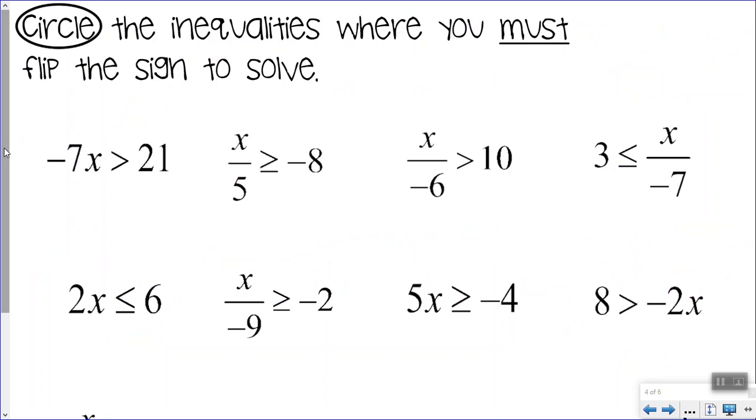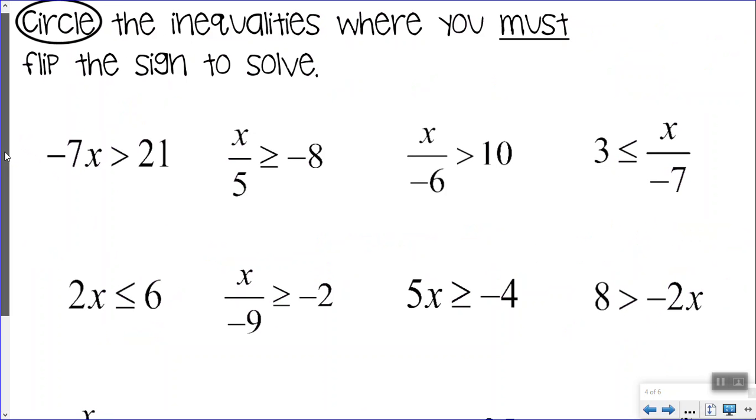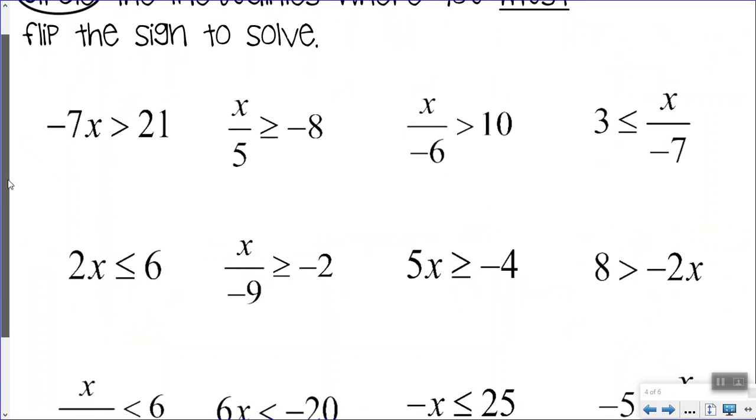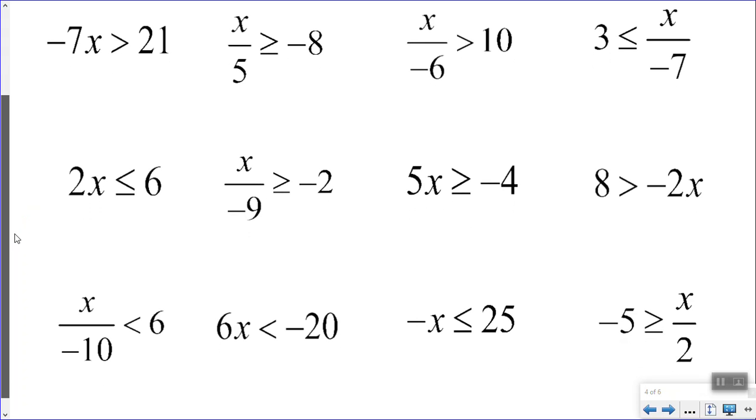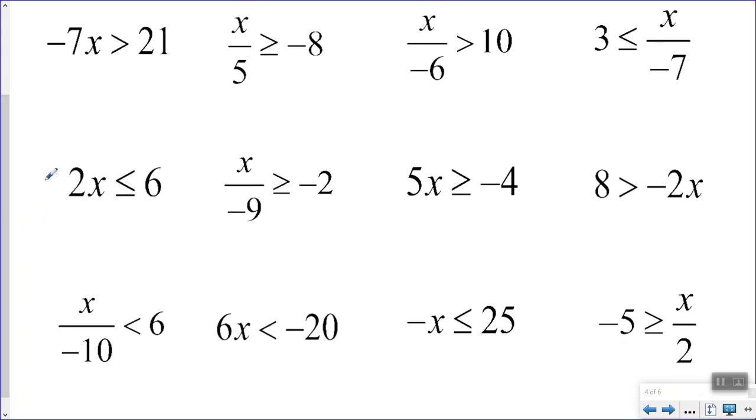So now we want to take a look and make sure that we know when we're supposed to flip the inequality sign. We'll do a few examples and then we'll leave you to do the rest on your own. Here I have negative 7 times x is greater than 21. In order to undo multiplication by negative 7, I need to divide on both sides by negative 7. When I do that, I'm going to have to flip the sign, so I'm going to circle this problem.